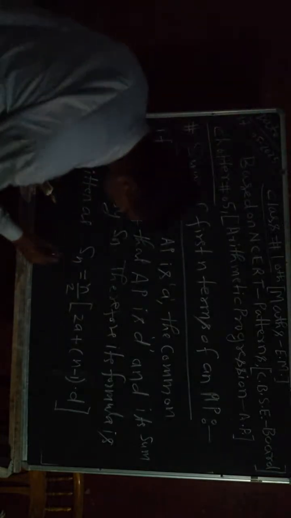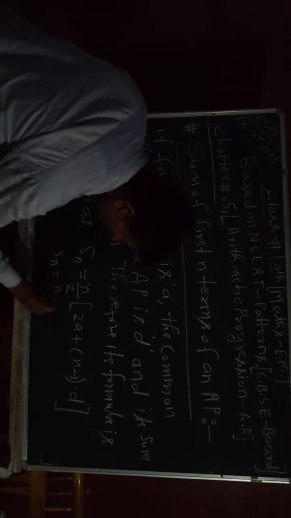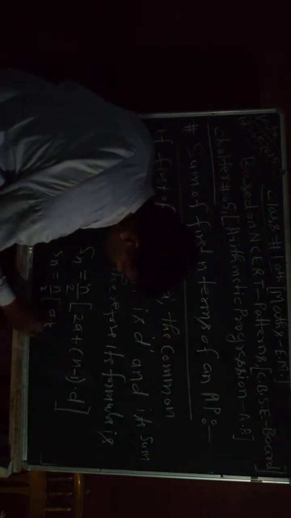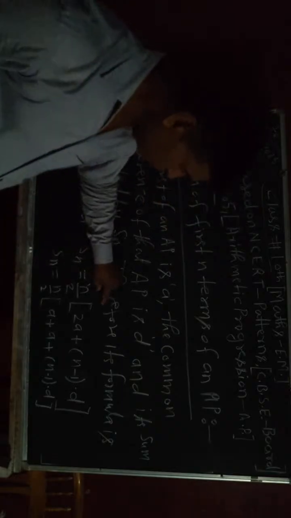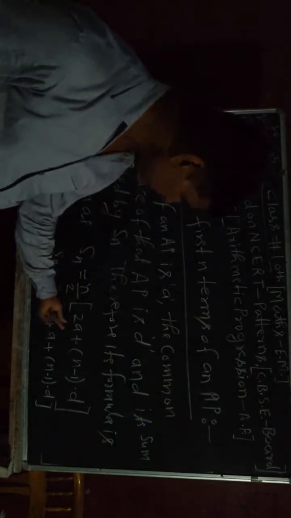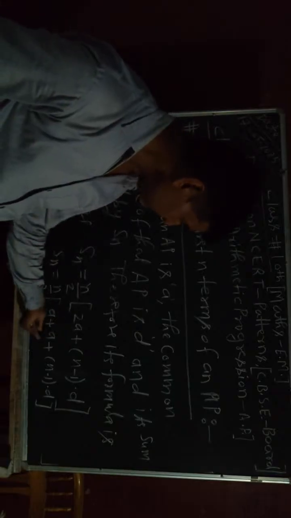Okay students, now further I can also write S_n equals n divided by 2, and this term I am going to segregate: 2a I can write as a plus a, and plus (n minus 1) into d. So I can arrange the above formula like this. Both formulas are the same. Only in the place of 2a I have written a plus a.